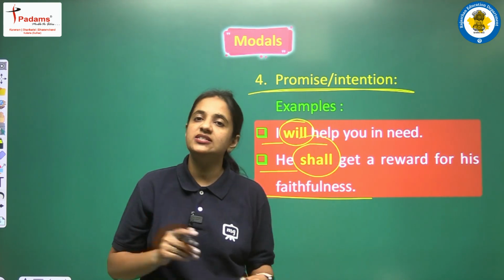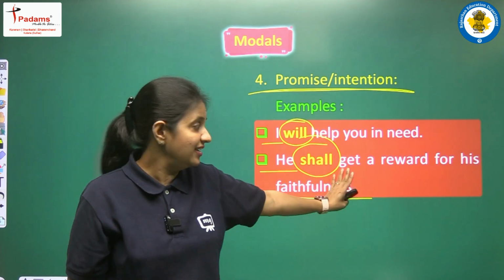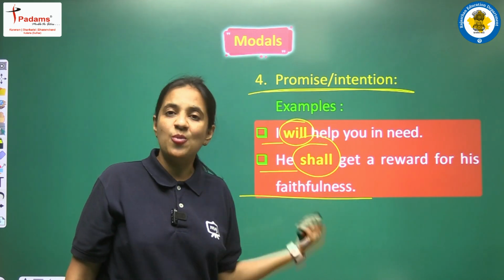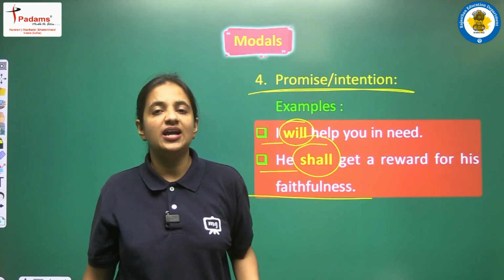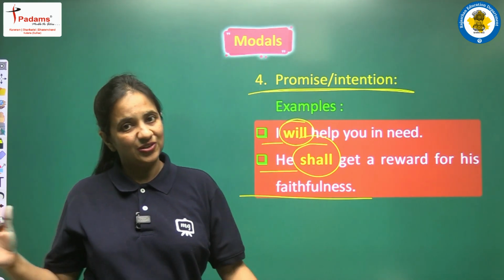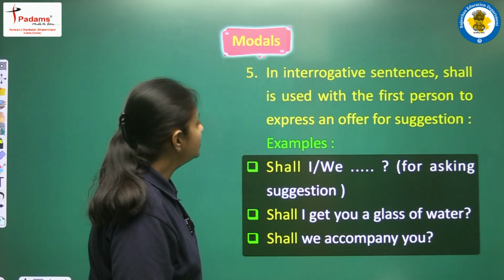So he, we all know, is a third person pronoun, and for a third person pronoun we are having shall here. So again this is the use of a modal, and with the help of this we are showing our promise, we are showing our intention. Okay. Next, moving on, let's read the next point.